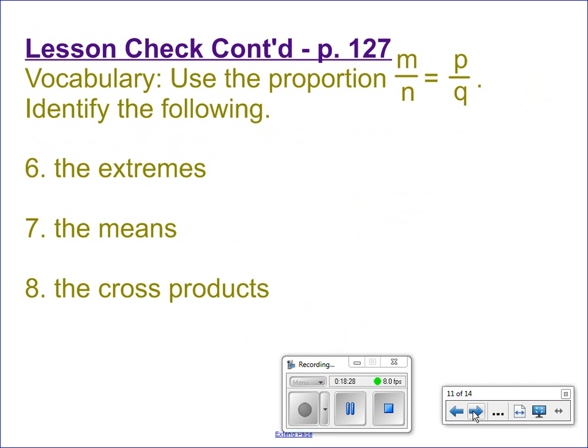Okay, vocabulary. It says use the proportion and identify the following. Now, these were vocab words, and I don't consider them real important because if we turned the proportion around, the extremes change and the means change. So I'm not concerned about that. The extremes are the M and the Q. Okay? The means are the N and the P.